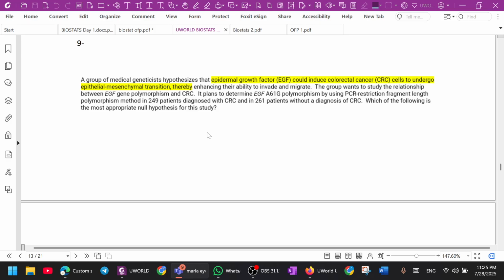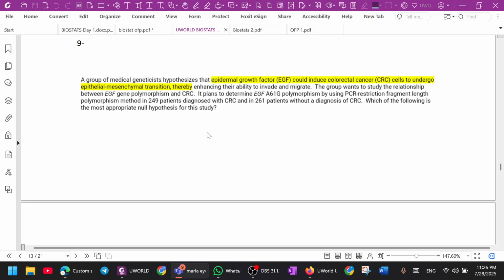Okay, so you think it's which one? I couldn't see. So you think this is case control. You don't think it's cohort. No, I think they are talking about case control. That means disease versus non-disease, isn't it? They are with the patient with colorectal cancer and without the colorectal cancer, 249 diagnosed with colorectal cancer and 261 without colorectal cancer. So disease versus non-disease.